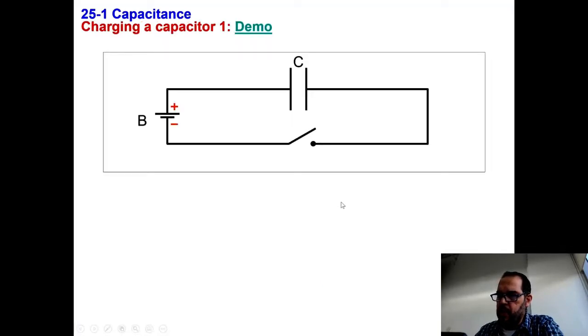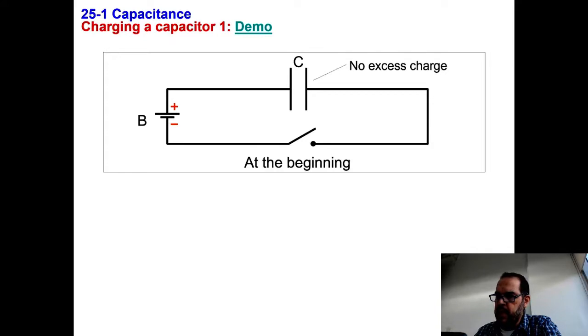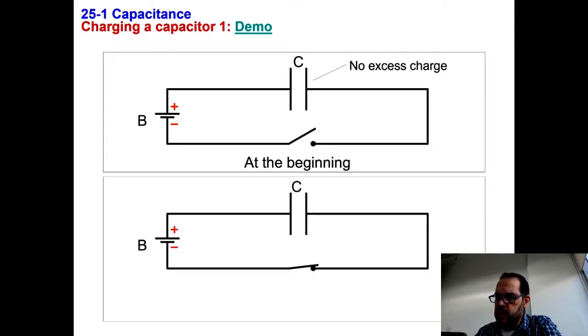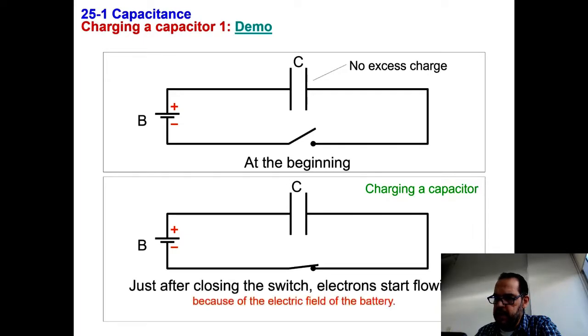Okay, so let's see how we charge a capacitor. Let's assume a capacitor is connected to a battery, but the switch is open. So there is no flow of charges in the conductor or the wires of the circuit until we close the switch. There is no excess charge on the capacitor. When we close the switch, we start charging the capacitor, and the electrons actually start moving.